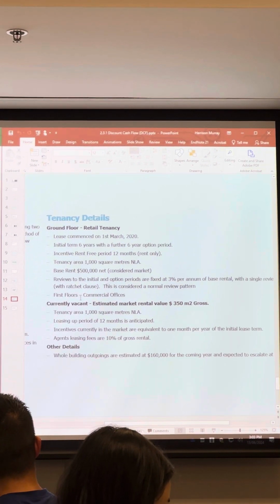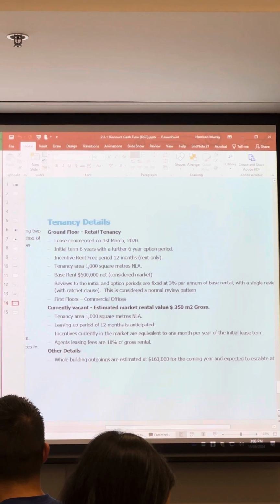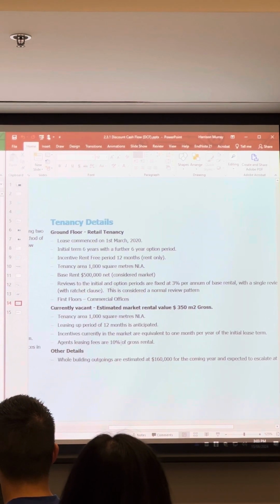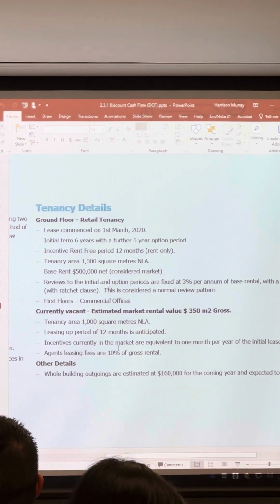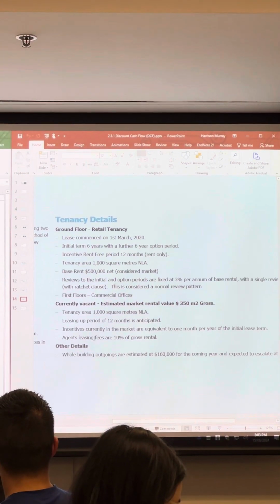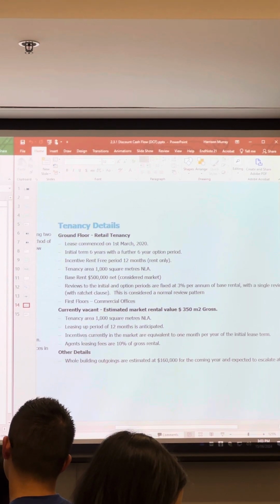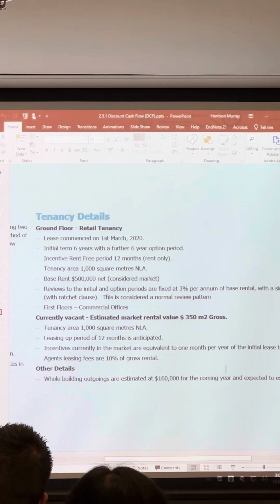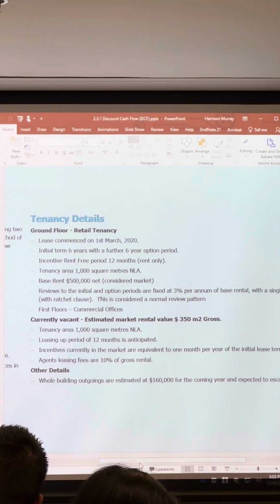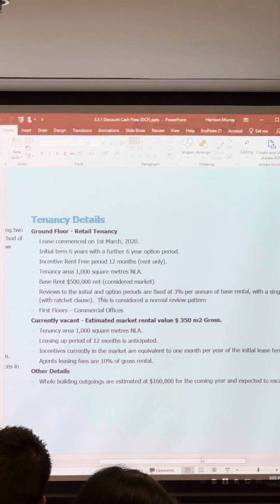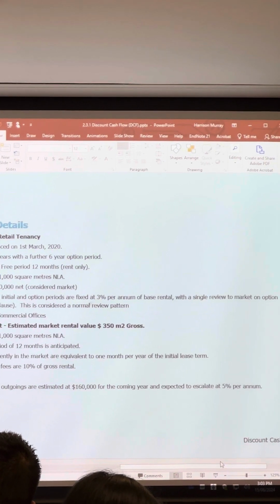First floor, the commercial office is currently vacant, but it's estimated 350 metre gross. It's 1,000 square metres, and we think it's going to take 12 months to let up. Incentives in the market are equivalent to 1 month per year of the initial term. Agents fees are 10%. Whole building outgoings are 160,000.